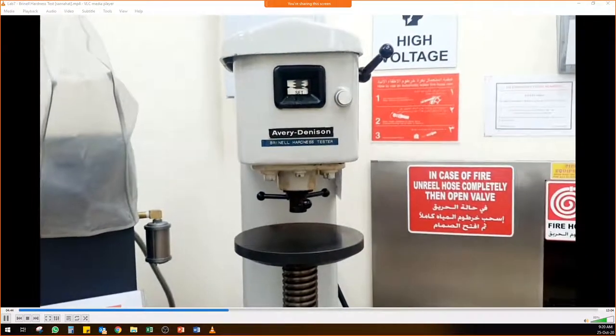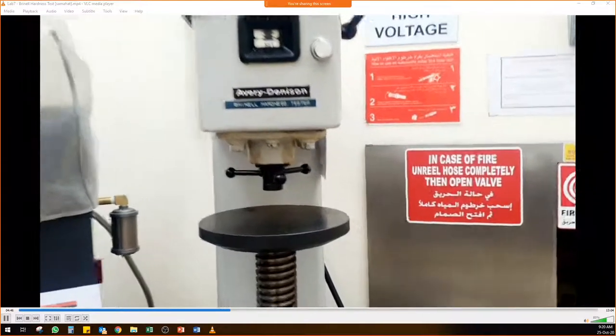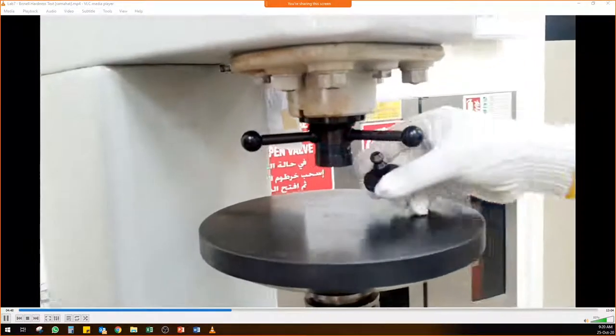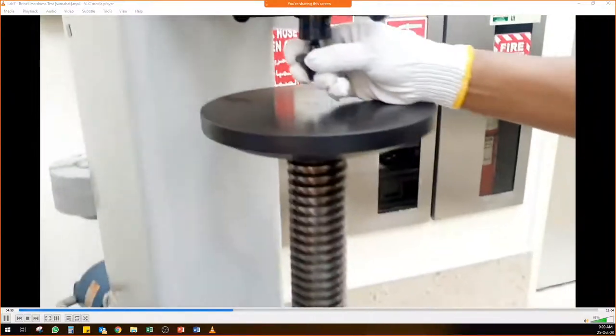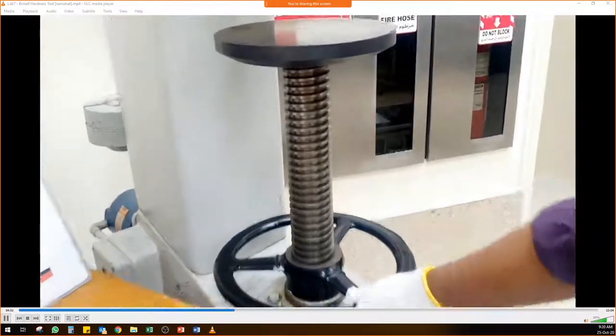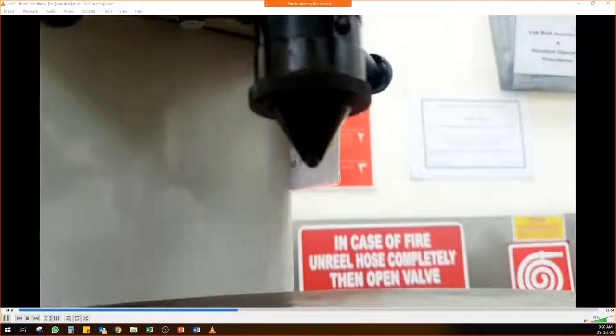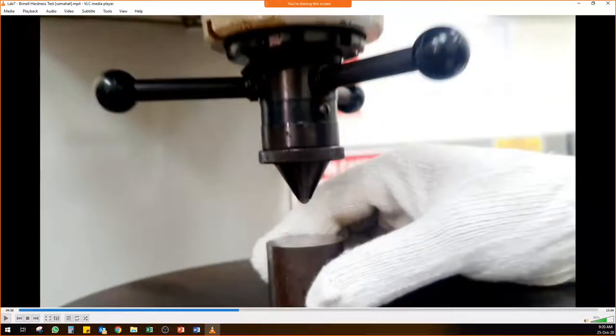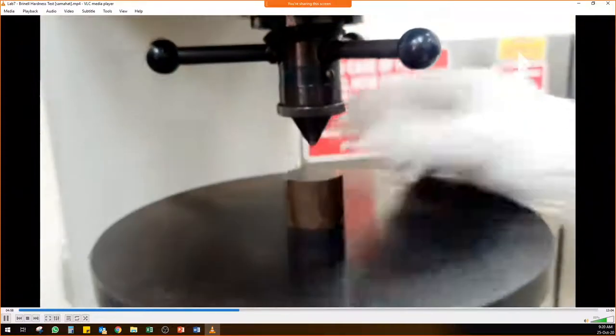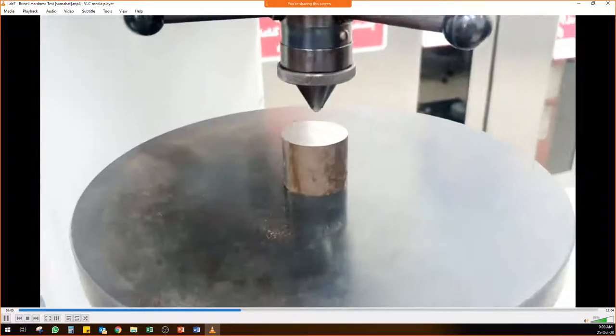Okay. Now we load the sample. Load the indenter here. The operator reduces the length of cable and installs the indenter in the indenting position. Okay, remember this was 5 millimeter indenter, right? Yes. And then he puts the sample. And also we gradually place the sample in this location.